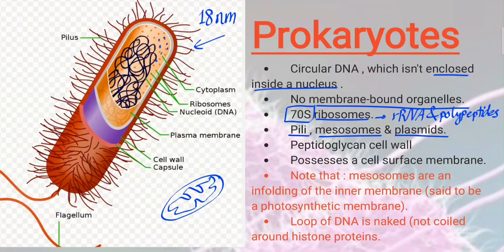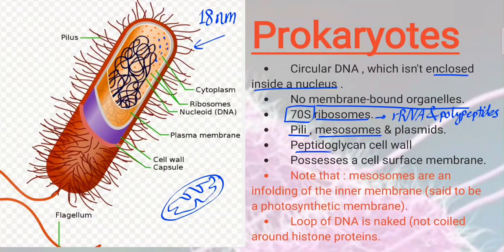Also the plasmids, which really interest me. These plasmids carry some genetic material that makes this kind of prokaryote resistant to antibiotics. Whatever you take, I'm not going to die. That's what it says. It's resistant to these types of antibiotics.